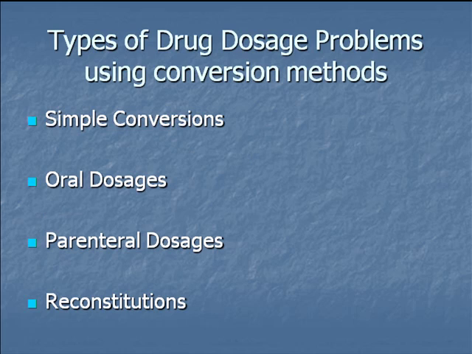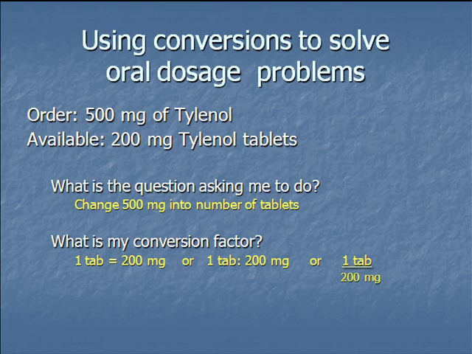There are many types of drug dosage problems that use these conversion methods. They are simple conversions, oral dosages, parenteral dosages, and reconstitutions. We can use conversions to solve oral dosage problems. Suppose we have an order of 500 milligrams of Tylenol. We have available 200 milligram Tylenol tablets.